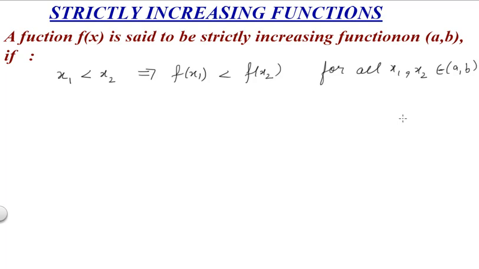Clear? So this can be much clear through a graph. We'll definitely be going with the graphs. Thus f of x is strictly increasing on a, b if the values of f of x increase with the increase in the value of x. Let us just see the graph of it.